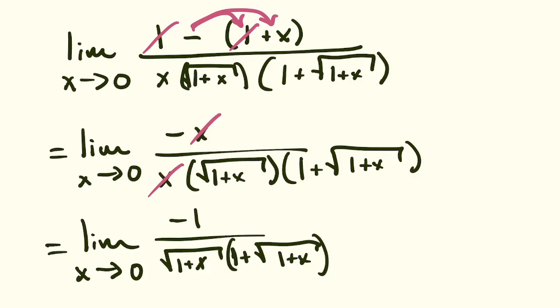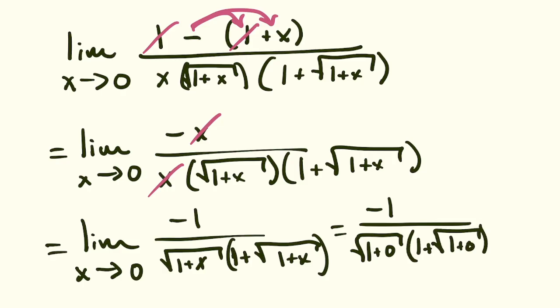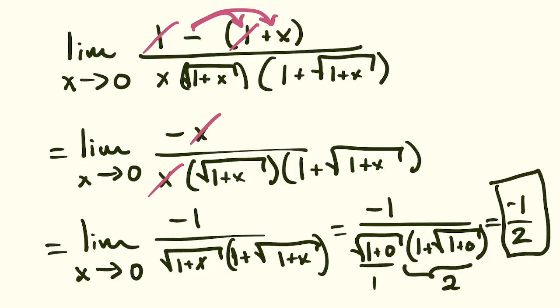All right, now we want to see what happens when we plug in 0 for x. We get a -1 on our numerator, and our denominator becomes square root of 1 plus 0 times 1 plus square root of 1 plus 0. And when we simplify that, this is going to be 1 plus 1, which gives us 2. 2 times 1 gives us 2. So this gives us a -1/2. There we go. There's a beautiful answer.